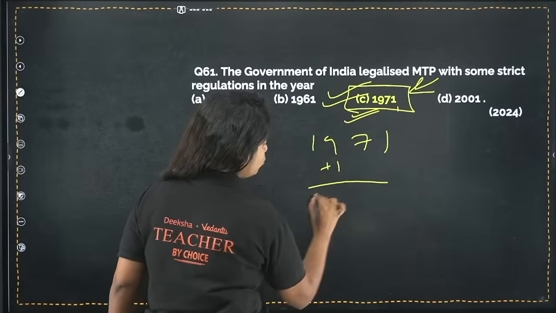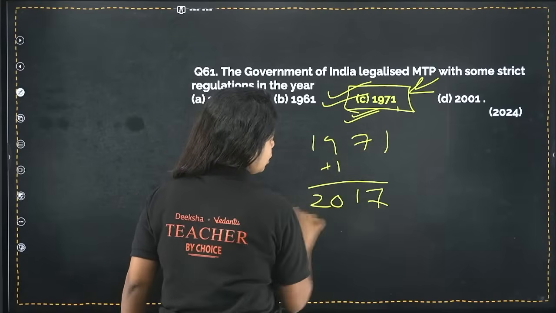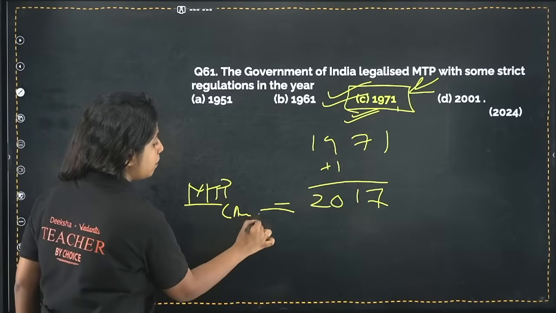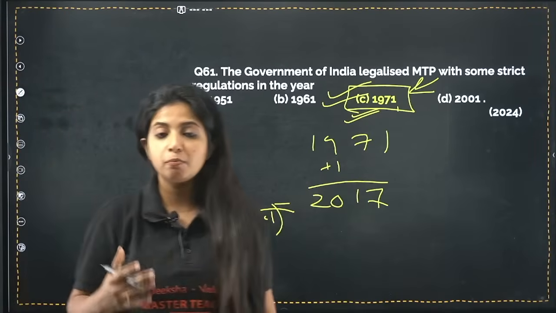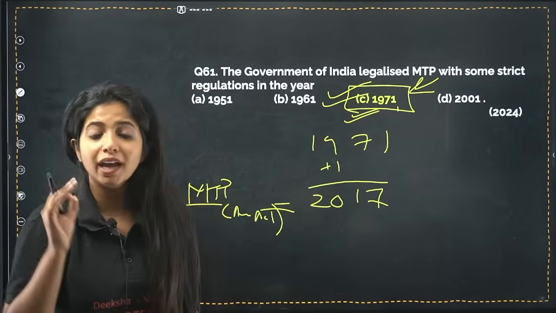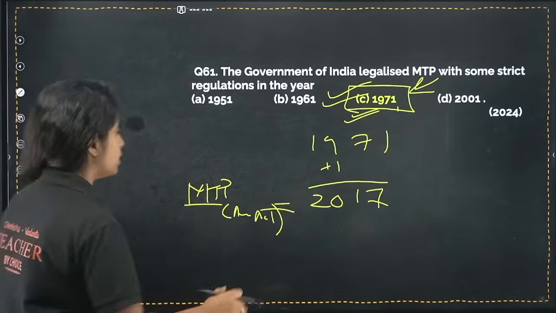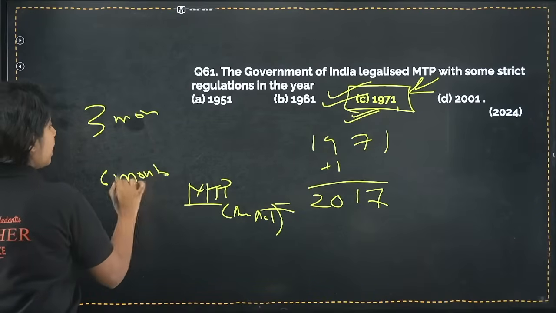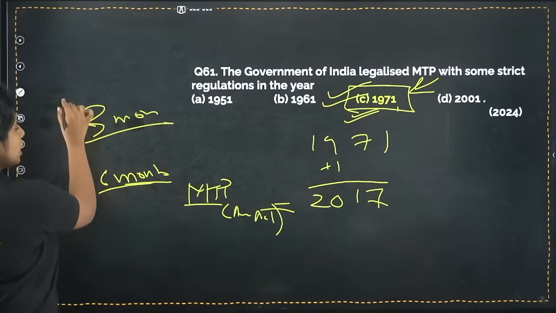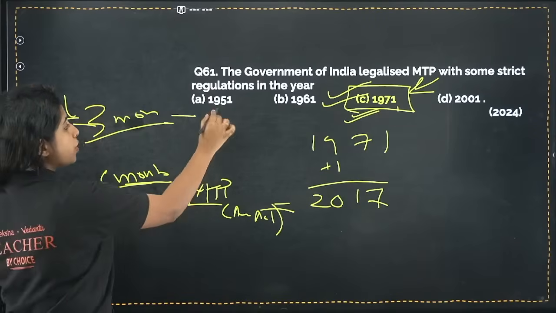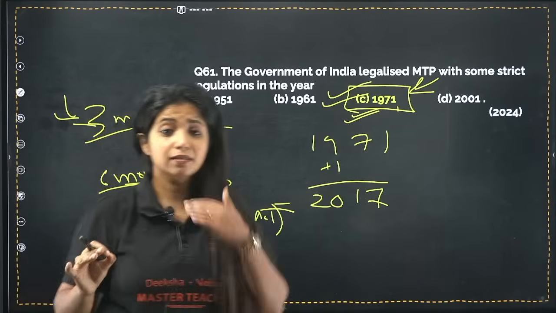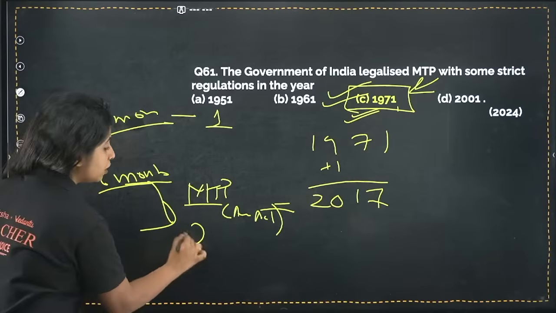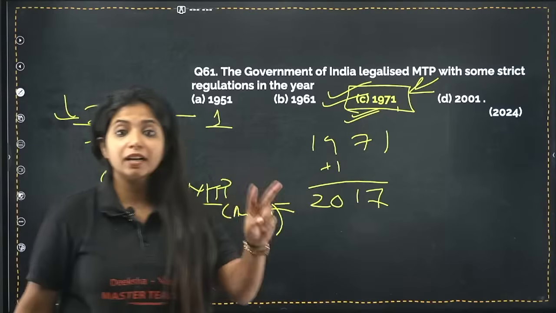1971. Add 1 and it becomes 20, and here you do it in reverse: 2017, you got the MTP Amendment Act. Amendment Act means more strict regulations were put down, according to which a person can undergo MTP, medical termination of pregnancy, in 3 months and also in 6 months. But if they are doing it in 3 months, they need to take permission from one qualified registered medical practitioner. If they are doing it in 6 months, they need permission from 2 medical practitioners.